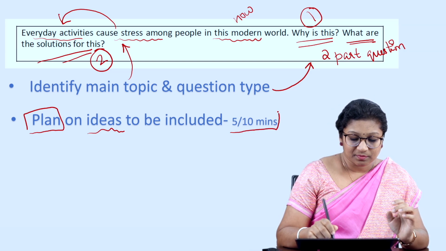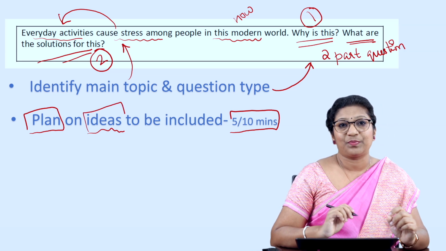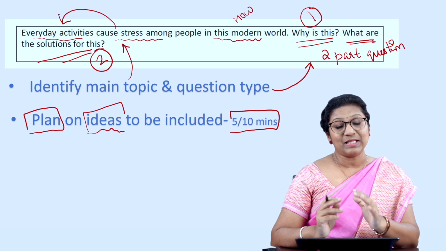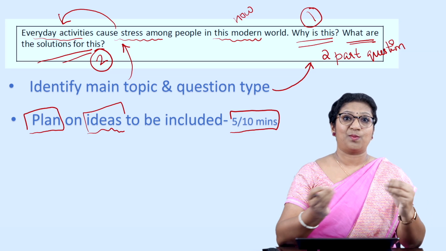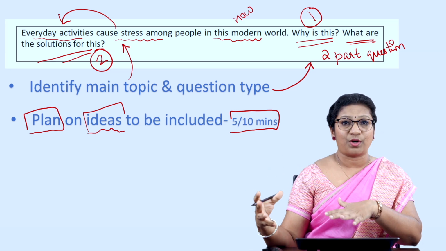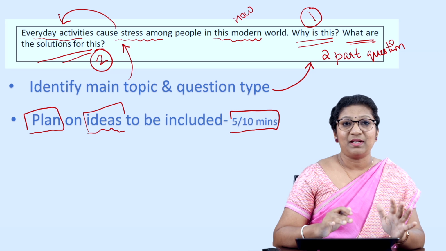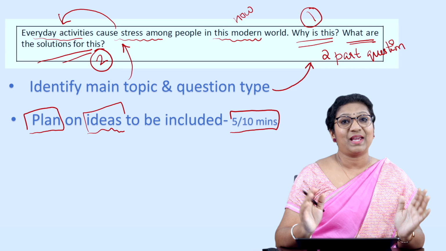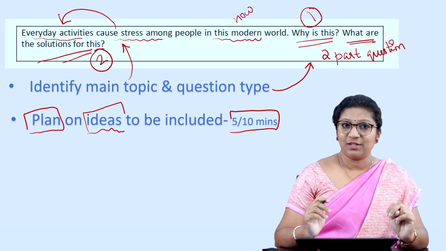When you plan, you always plan on the ideas that you should be including. So if it is a question that looks for your opinion, you decide on your opinion. In this case, an opinion is not really sought. They're just asking you for the reasons, why is it, and solutions, right? How can it be sorted? Whatever is happening, the stress here, that people on a daily basis experience at present, how can that be reduced or controlled? That's the second part of the question.